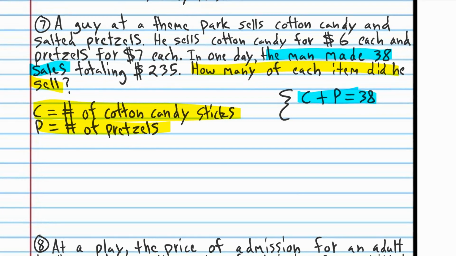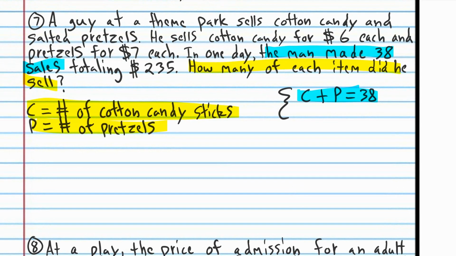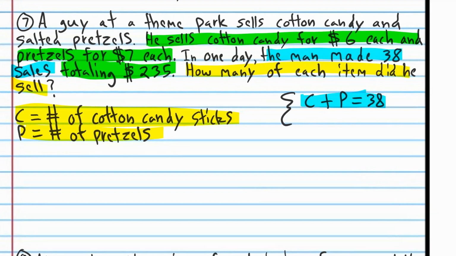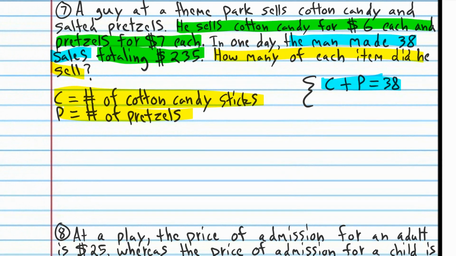Now we go to the harder equation. This is the equation that's going to cause some anxiety in students. He sells cotton candy for $6 each and pretzels for $7 each. And his total sales, the amount of money that he took in was $235. So this is the hard equation. So please pay attention with this.